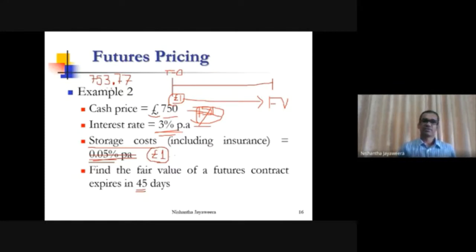Yes, you have to think about time value. You can add just £1 if you pay it at the end. You store it for 45 days, and at the end, when you get it out from storage, you pay £1. Then you can simply add that one. But now you pay it in advance, so you forgo interest on that £1 as well for 45 days. Therefore, you have to add that as well. The price would be slightly higher than 753.77. Clear?